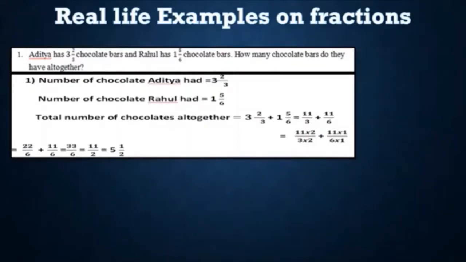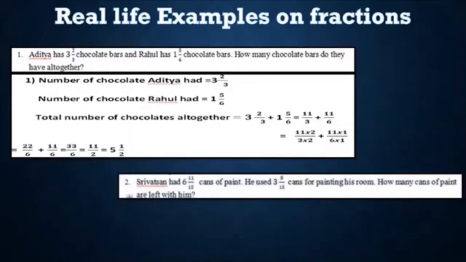As this is an improper fraction, we'll convert it into a mixed fraction. When we convert it, we'll get 5 1 by 2. Therefore, Aditya and Rahul have 11 by 2 or 5 1 by 2 chocolate bars altogether. So now this is our second question.